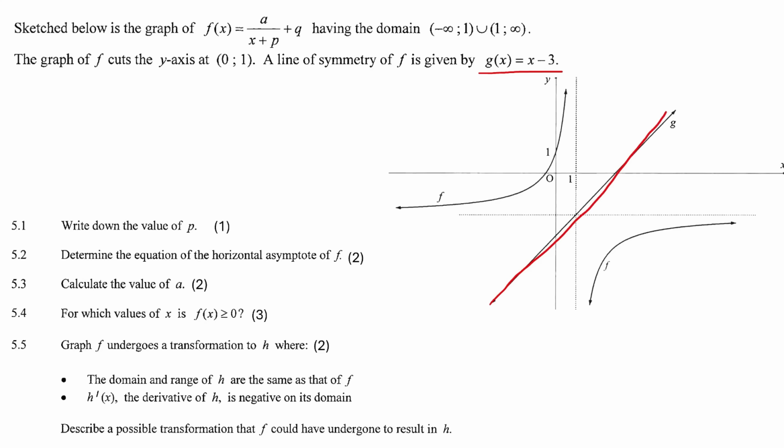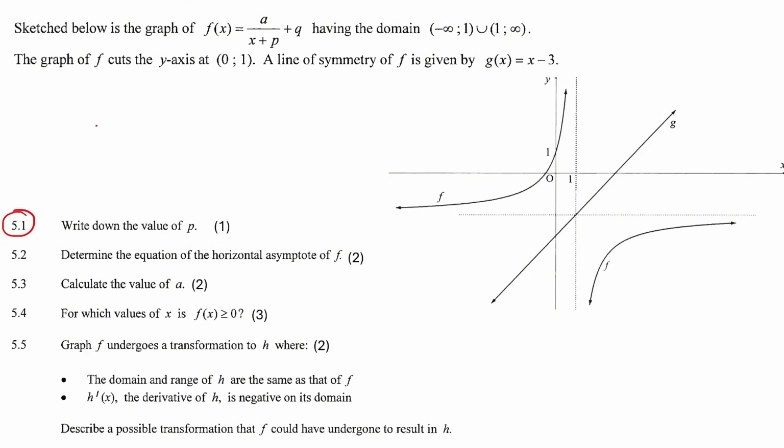Remember that a hyperbola actually has two symmetry lines, but they don't have to show both of them. They don't have to show any of them. They do have to show the asymptotes, but symmetry lines aren't normally shown, but here they have given us this one over here. This first question says, write down the value of p. So p is over here.